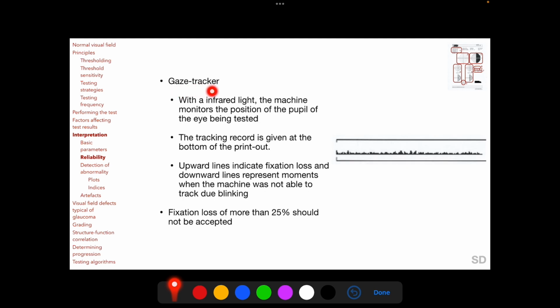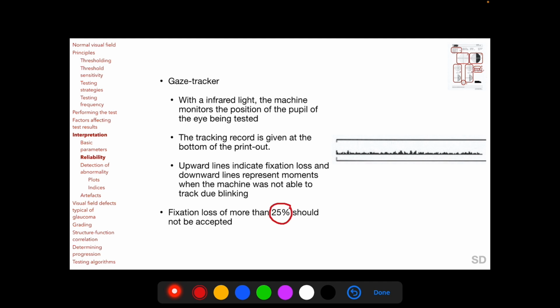Gaze tracking is the other method of determining fixation loss, in which with an infrared light the machine monitors the position of the pupil of the eye being tested, and the tracking record is given at the bottom of the test report. Upward lines in the gaze tracking report indicate fixation loss, and downward lines, which are not seen in this gaze tracking report, represent moments when the machine was not able to track due to blinking. And it is recommended that fixation loss of more than 25% should not be accepted, and this is an important figure to remember.